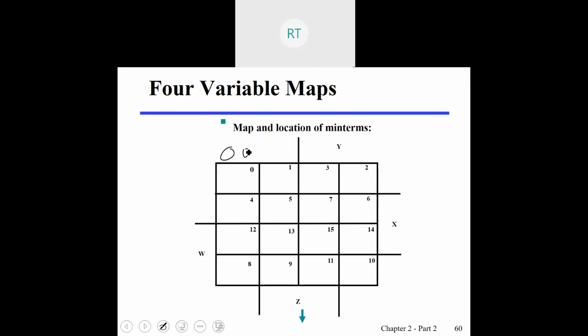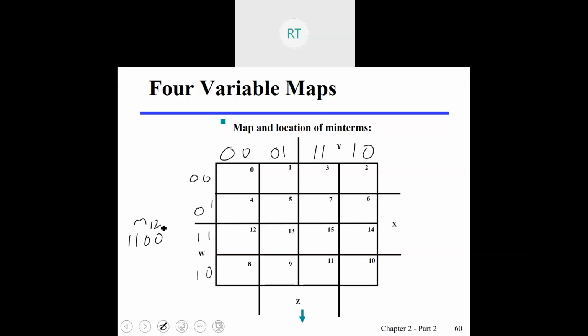This is 00, 01, 11, 10. Same for here: 00, 01, 11, 10. If you check the location that you have here, it's going to be 11, 00. See? So this is minterm 12. We start with the 11, then the 00. So this is going to be the location of minterm 12.